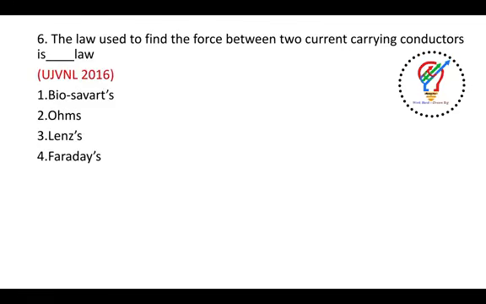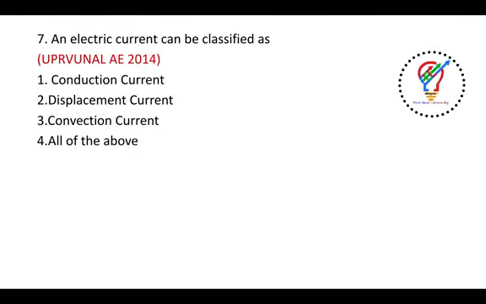Next, this question is asked in UGVNL 2016. The law used to find the force between two current carrying conductors. When current carrying conductors are placed nearby, the force between these two conductors is found by Ohm's law, Lenz's law, Faraday's law, or Biot-Savart's law. The correct answer is Biot-Savart's law.